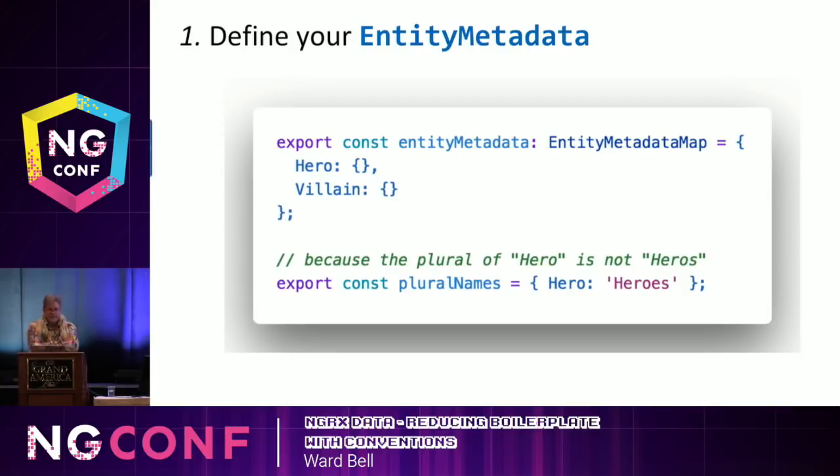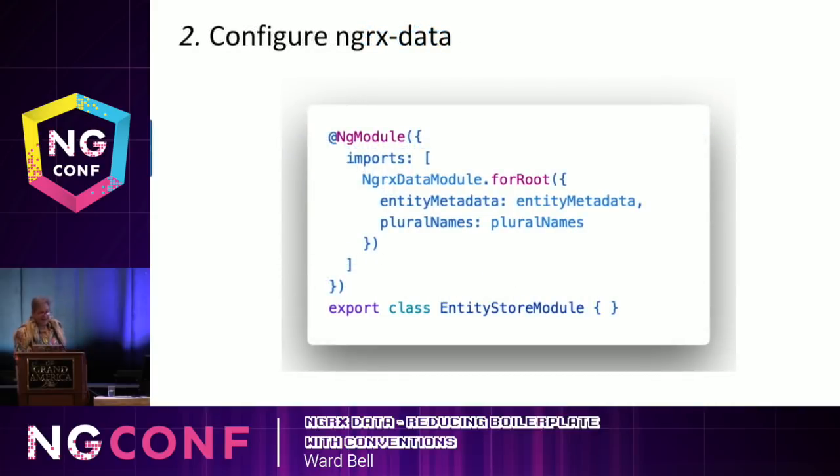Here, I got an entity model with 2 things. Let's assume it's really simple. I'm just going to define metadata for hero, as you can see how hard that is, and villain, you can see how hard that is. And if I had another one, guess what I do? Yeah. All right, and now I got to configure the NgRx data module, and that's what I do. I'm done. It's hard.